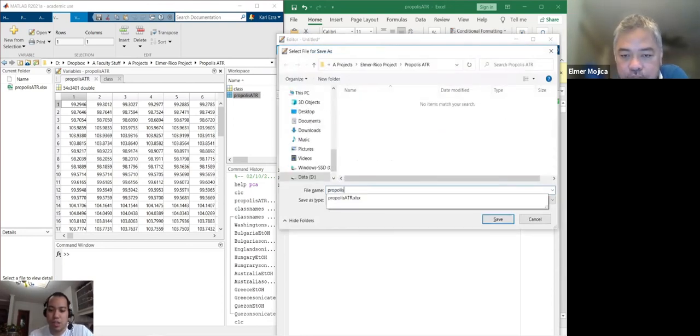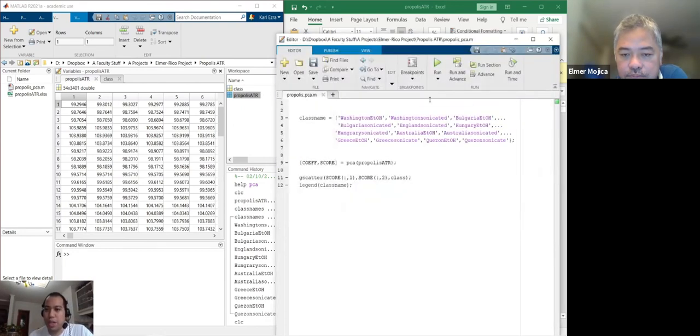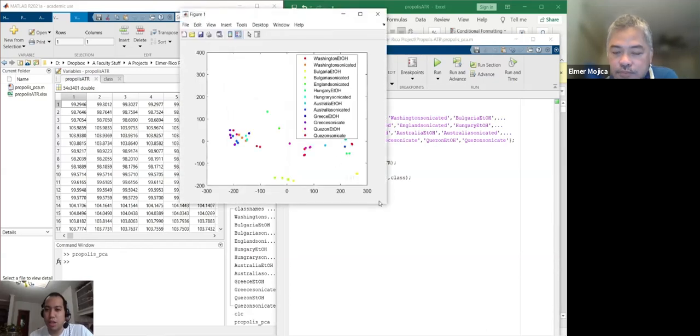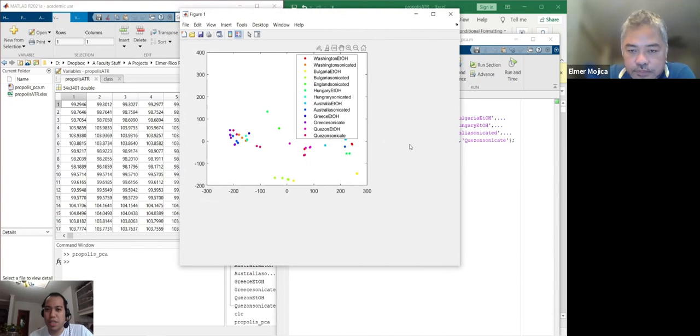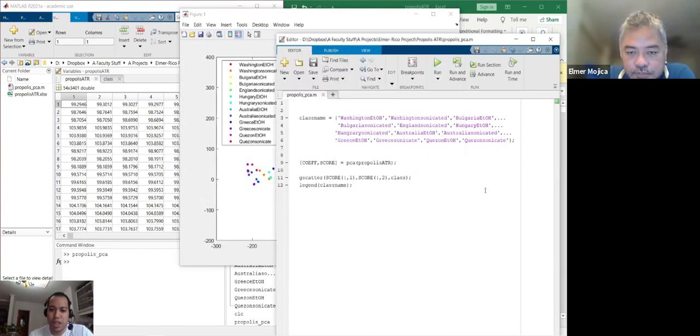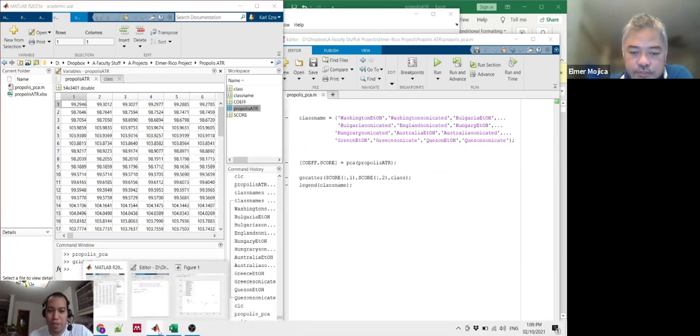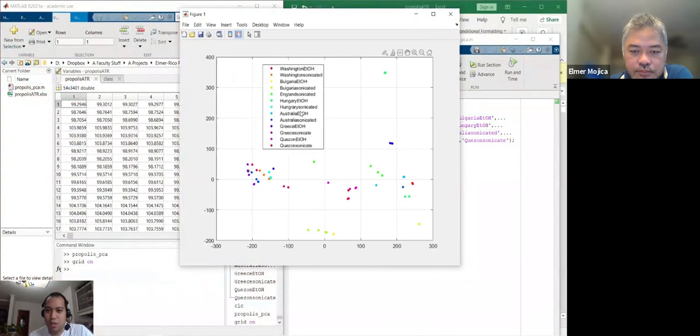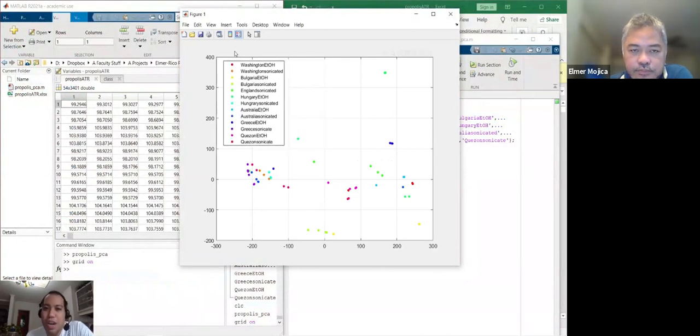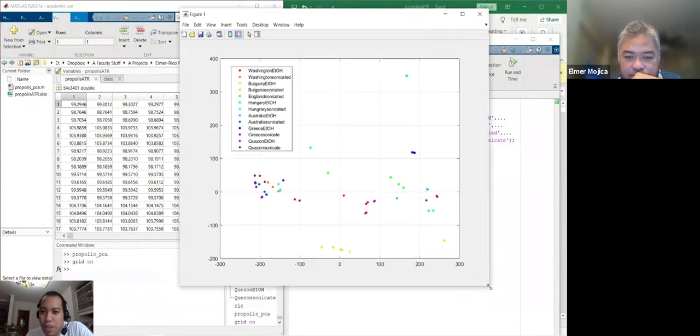Propolis PCA. Actually, any name will do. Then, let's try to run. So, ito na po yung result. Okay, lalagyan ko lang po ng grid. So, type ko lang grid on para magkaroon ng grid. Ayan. So, ito po yung mga lahat ng class names. And ito yung pagkaka-arrange nilang lahat in this plot.